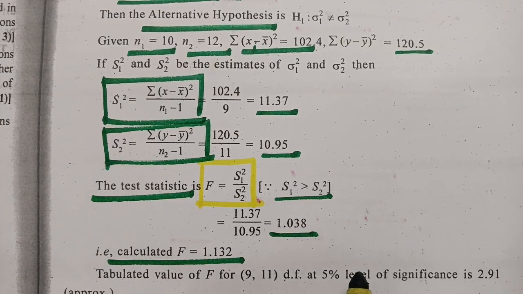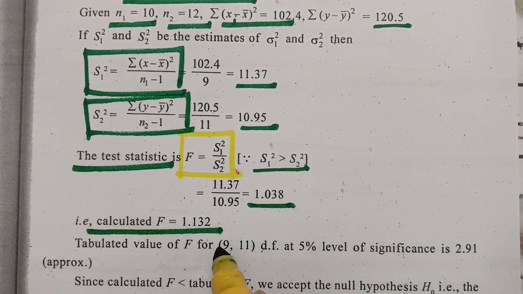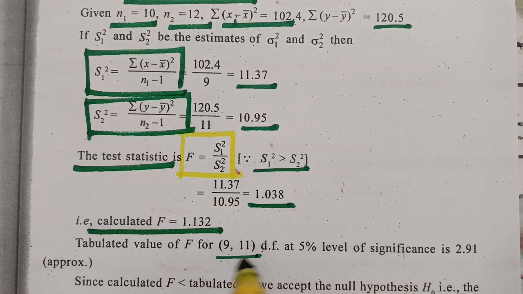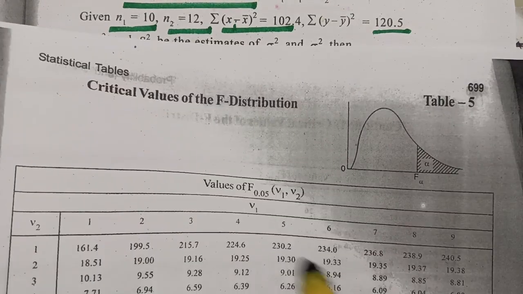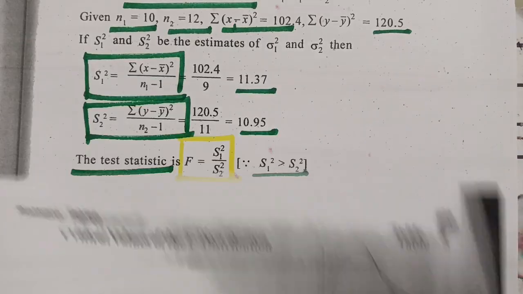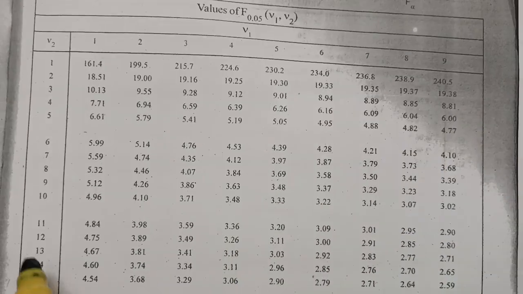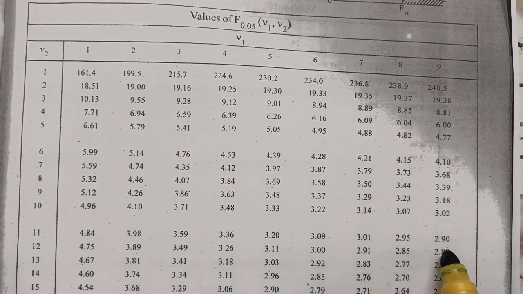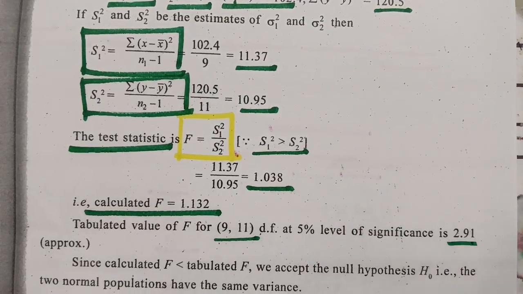And next, the n values here are 10 and 12, so this is n minus 1: 10 minus 1 is 9 and 12 minus 1 is 11. At 9 and 11 degrees of freedom, again we go with the 5% level of significance, that is 0.05. So V1 at 9, and V2 at 11. The value here is 2.90, so this is 2.91 here.